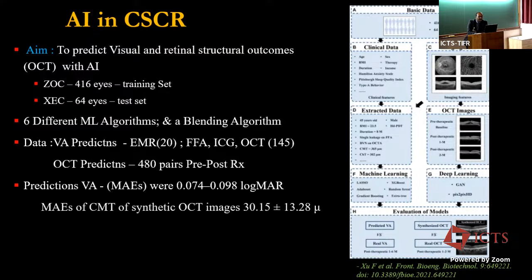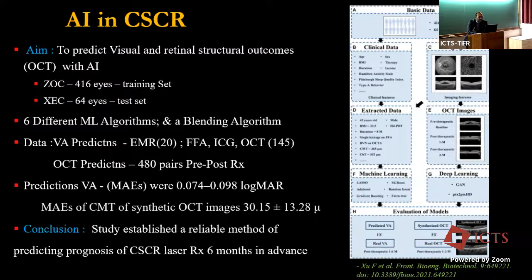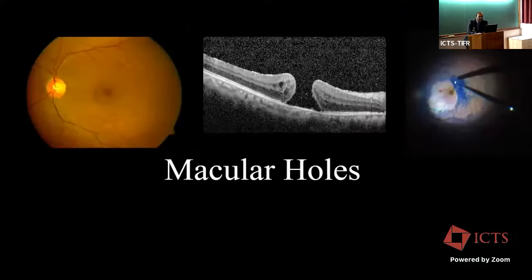And they found that they were fairly accurate. And the synthetic OCT images were only 5% different; they could really make out that 5% difference from the actual ground truth images. And the conclusion was that the study did establish that this was a fairly reliable method of predicting CSAR laser outcomes anatomically 6 months in advance.